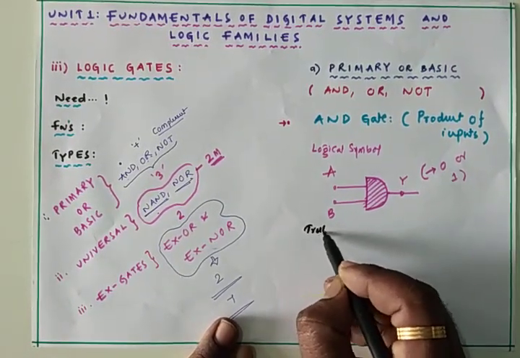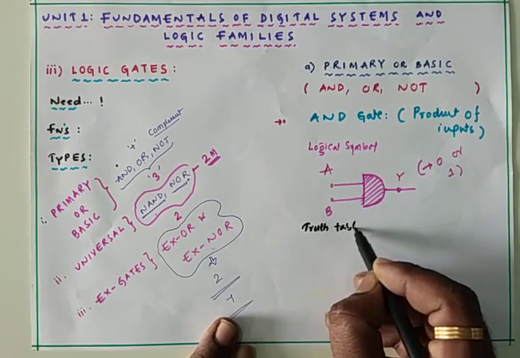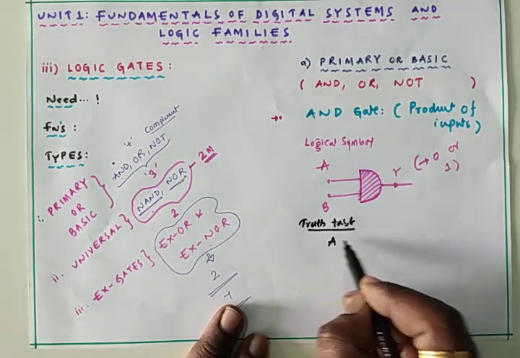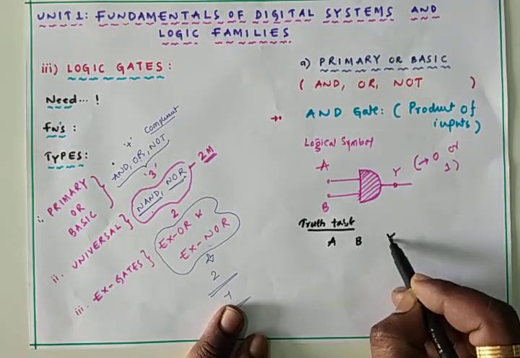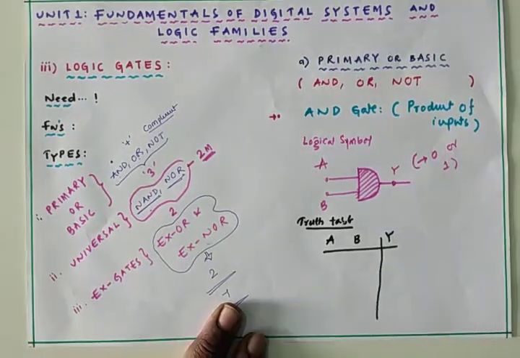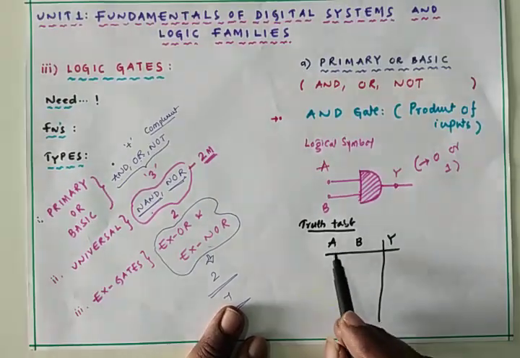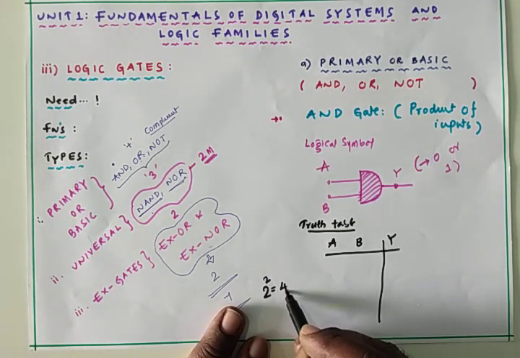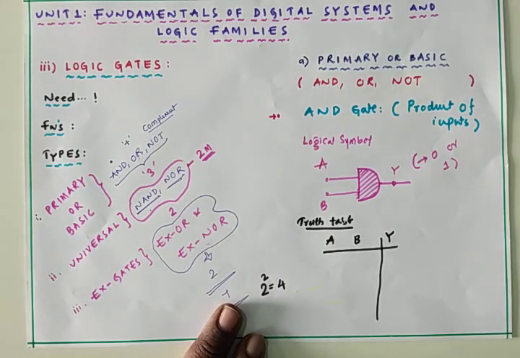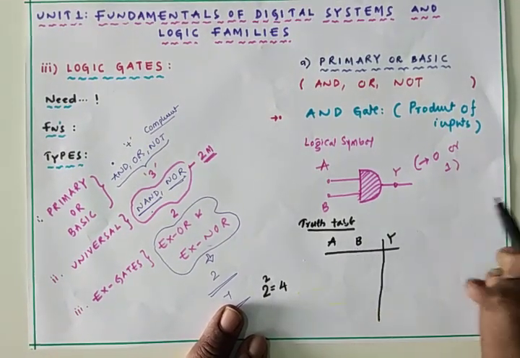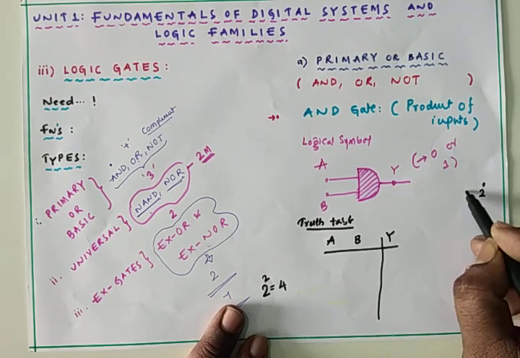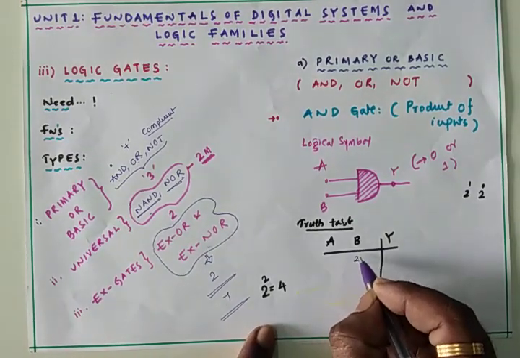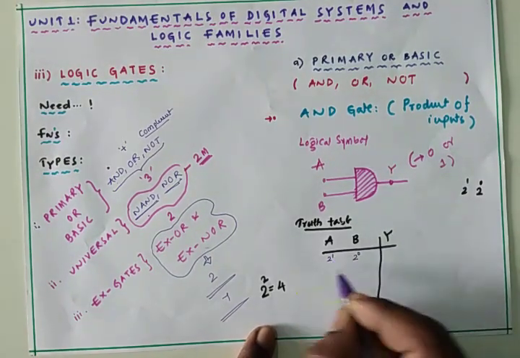Here I am going with the truth table. A truth table is nothing but a relation between the input and output. What are the inputs? We have A and B. What are the outputs? We have only one output. The inputs are 2, so we can have 2 power 2 combinations of input. In the last class I explained that 2 power 2 means 4 combinations. Here inputs are 2, so I write 2 power of 0 and 2 power of 1.